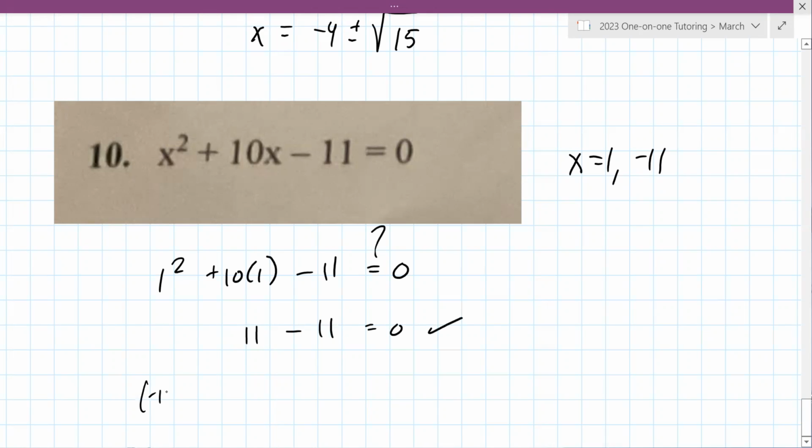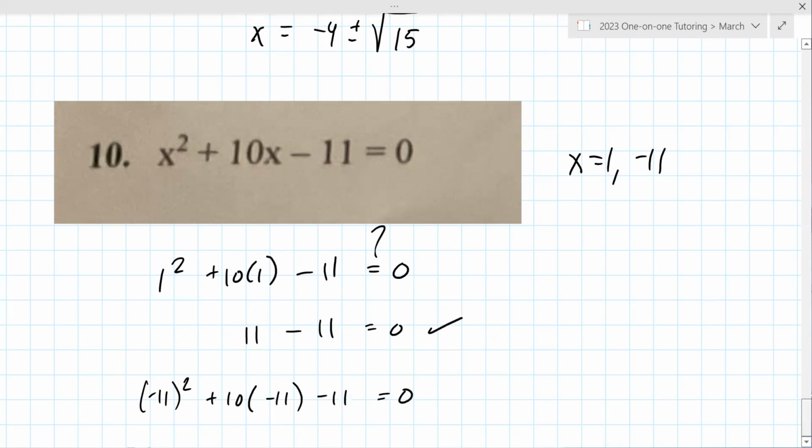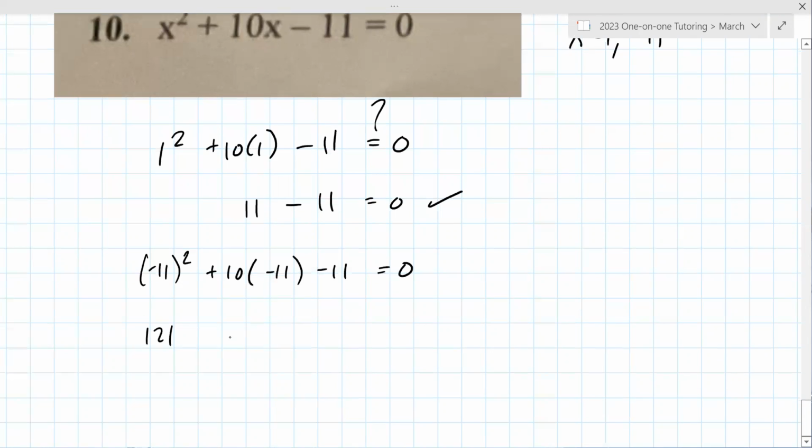And the other one that does likely work here, minus 11 squared plus 10 times minus 11 minus 11, 121 minus 110 minus 11, 121 minus 121 equals 0. Very good.